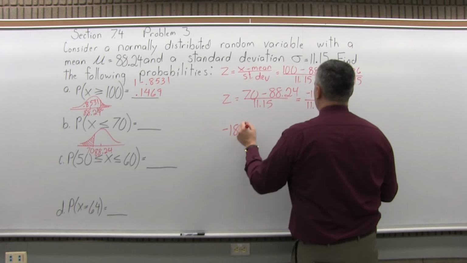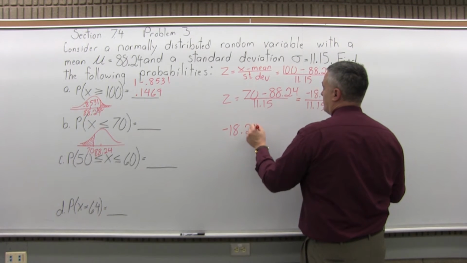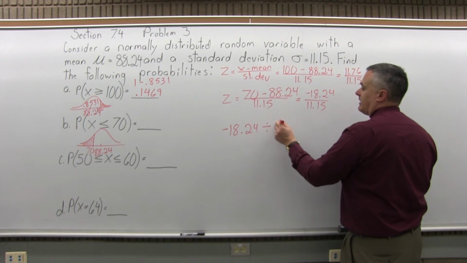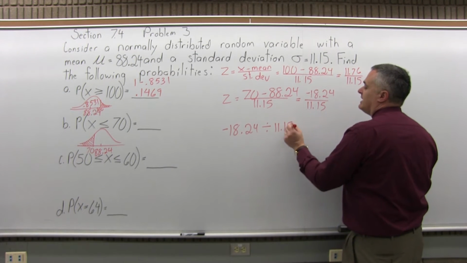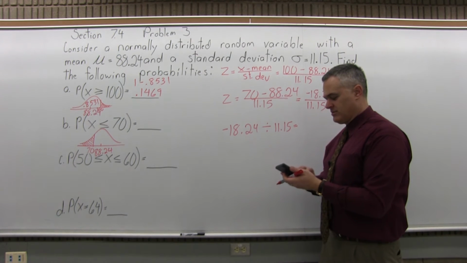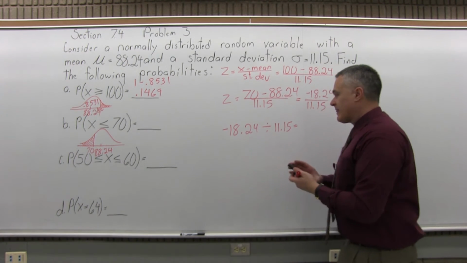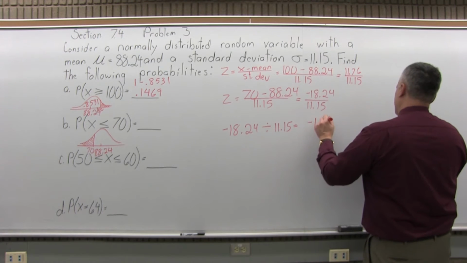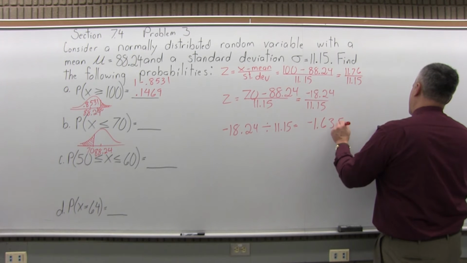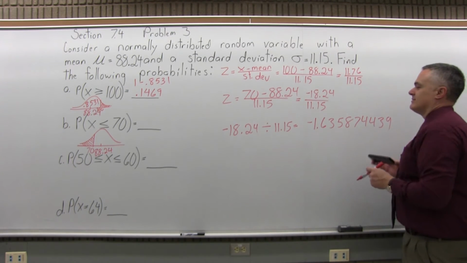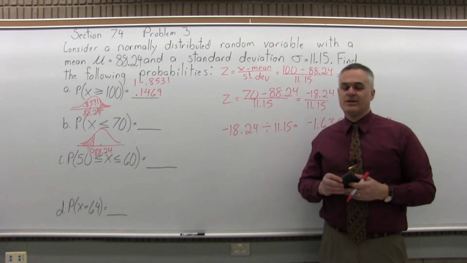So I would have the numerator, negative 18.24, don't forget the negative, divide by the denominator, 11.15, equals, and the calculator does that like no problem. And the calculator tells me it is negative 1.6358744439. That's the z-score, a lot of decimals.